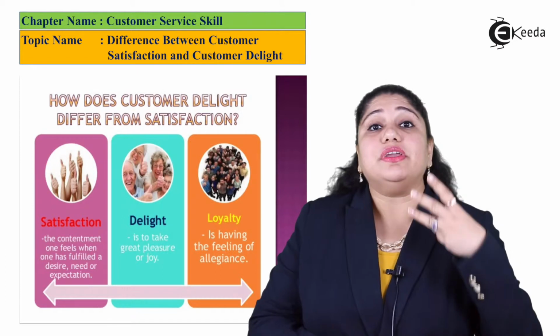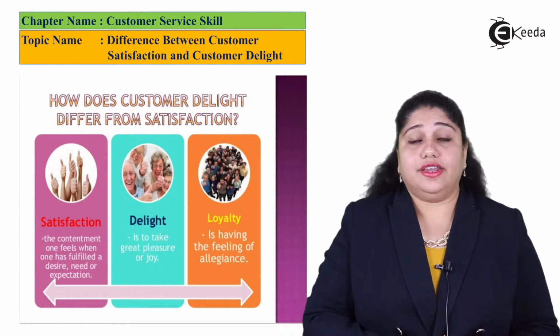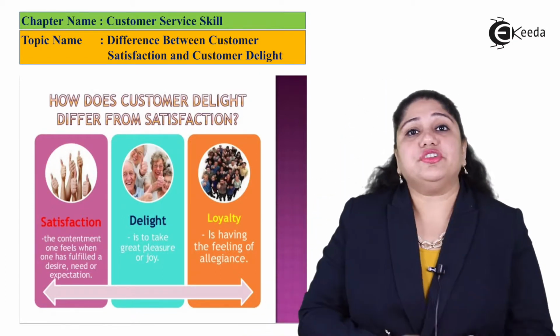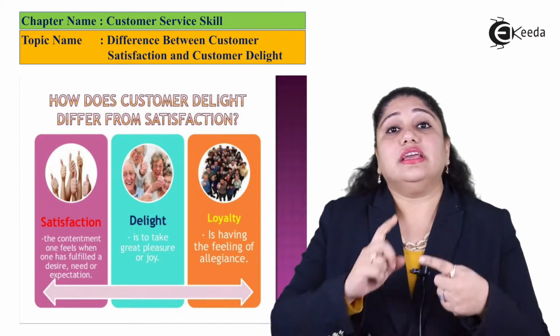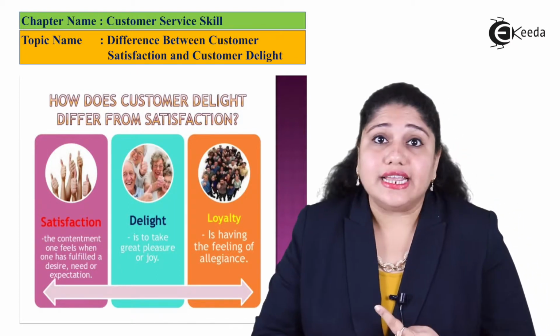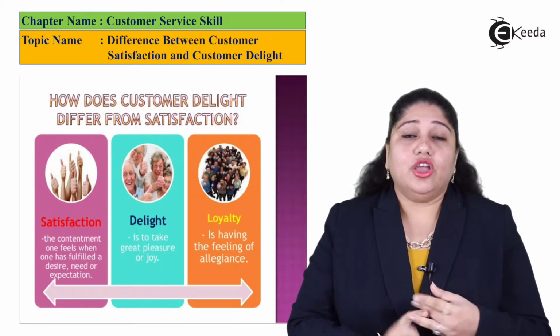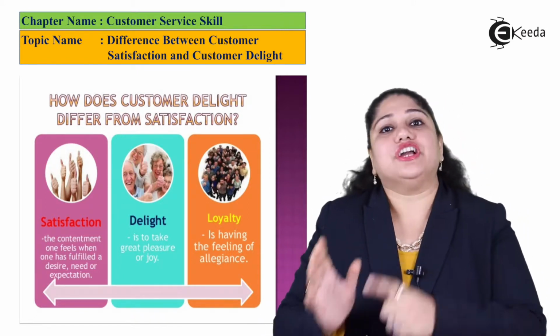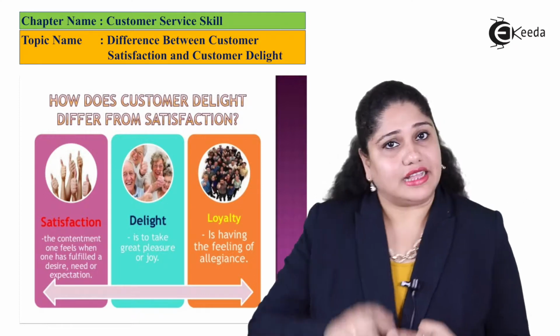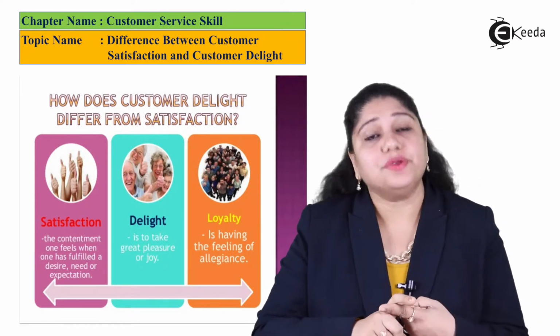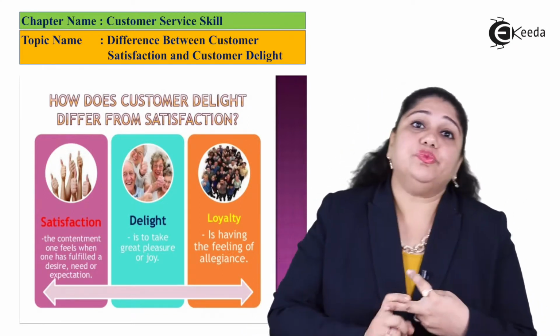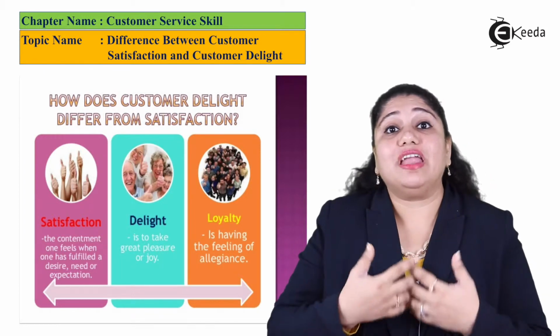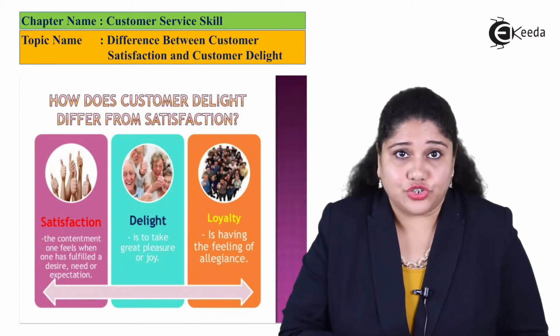Let's look at the three major elements for considering customer delight. The three major elements are number one, satisfaction, number two, delight, and number three, loyalty. When we say satisfaction, you did enough for the customer to be satisfied. That's something which is called satisfaction. The next is delight, which means you did above and beyond the customer's satisfaction level.